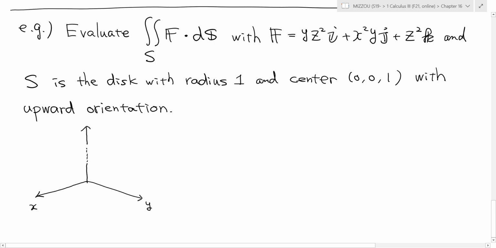X, Y, Z. The disk floating in the air with center 0, 0, 1. So it's like this. So this point is 0, 0, 1.